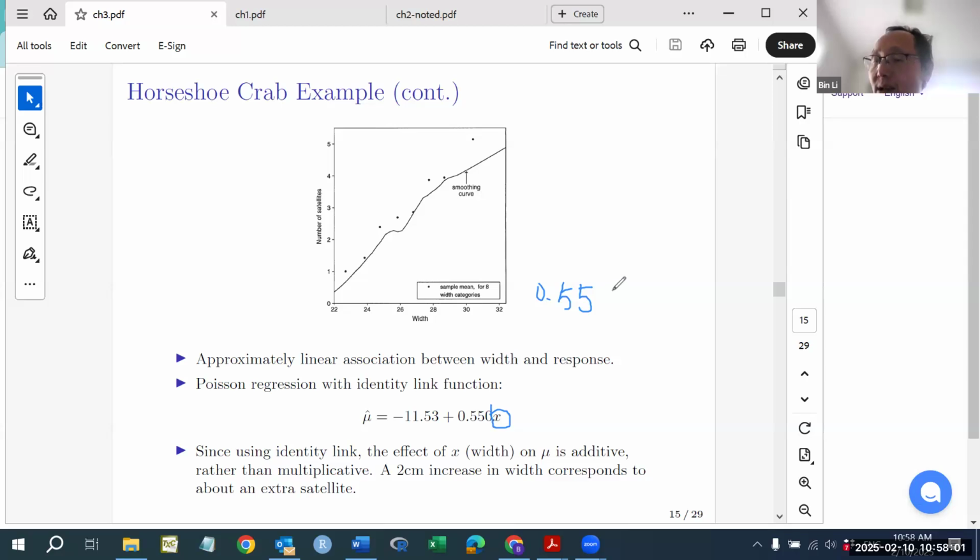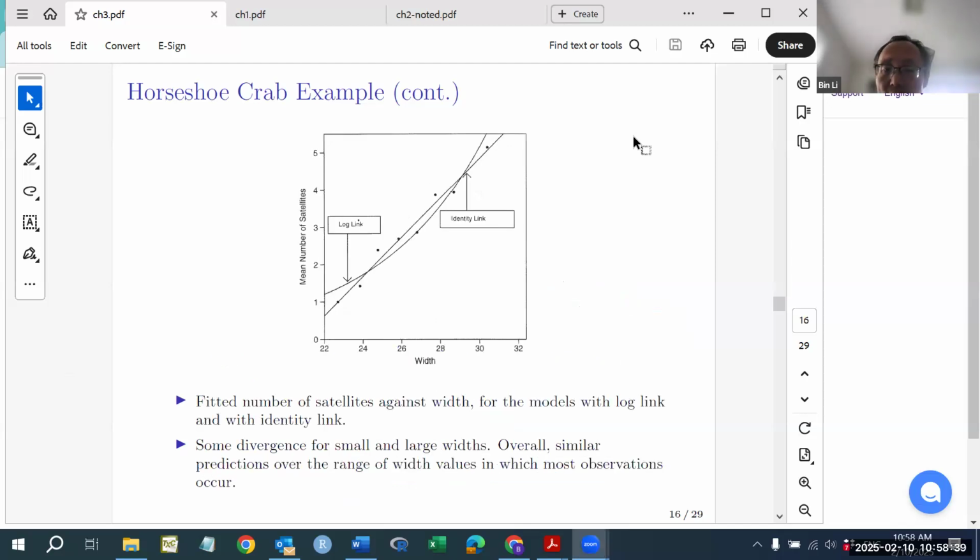Okay, if we have 2 centimeters increase in the carapace, the expected number of satellites will be increased by what? By this multiplied by 2, so that will be 1.1. So about a 2 centimeter increase in the width corresponds to about an extra satellite. So that is how we interpret the slope using the identity link. Okay, so that's the identity link model.